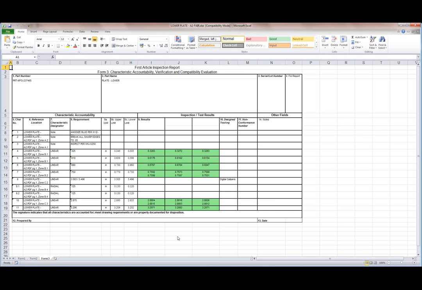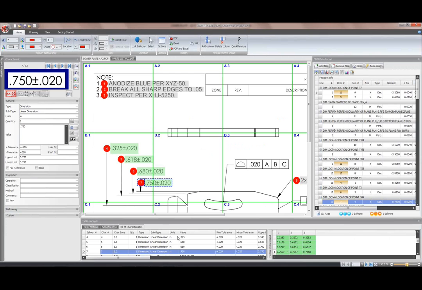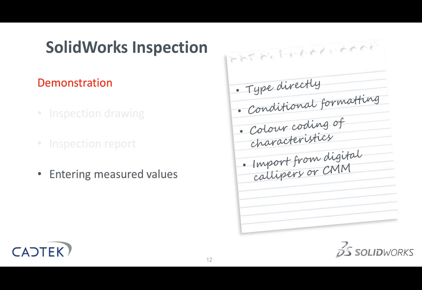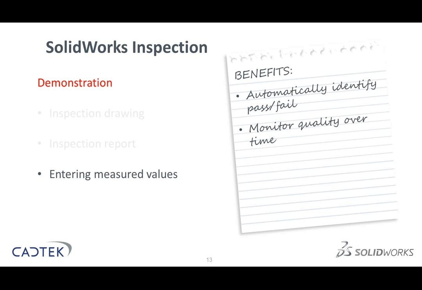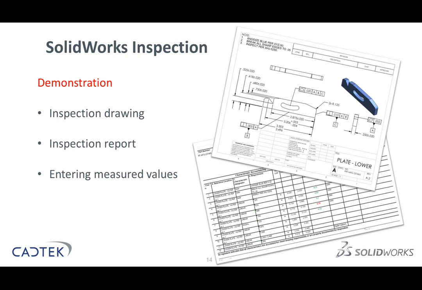So that's just what you get extra in the professional version. I'll just jump back into the PowerPoint. So the benefits of entering those measured values directly, either into the software with calipers or with CMM, is that it automatically identifies a pass and fail. We've not got to really think about it. And we can monitor quality over time by having that option to have multiple tests all in there all at once.